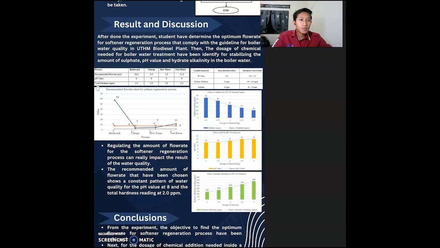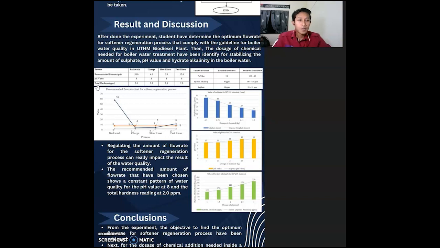As a comparison between the previous guideline and the proposed guideline, the previous guideline used a higher flow rate for all of the softener regeneration processes, which is 72.0 psi. So for the backwash process they used 72, and for charge, slow rinse and fast rinse they also used 72.0 psi.